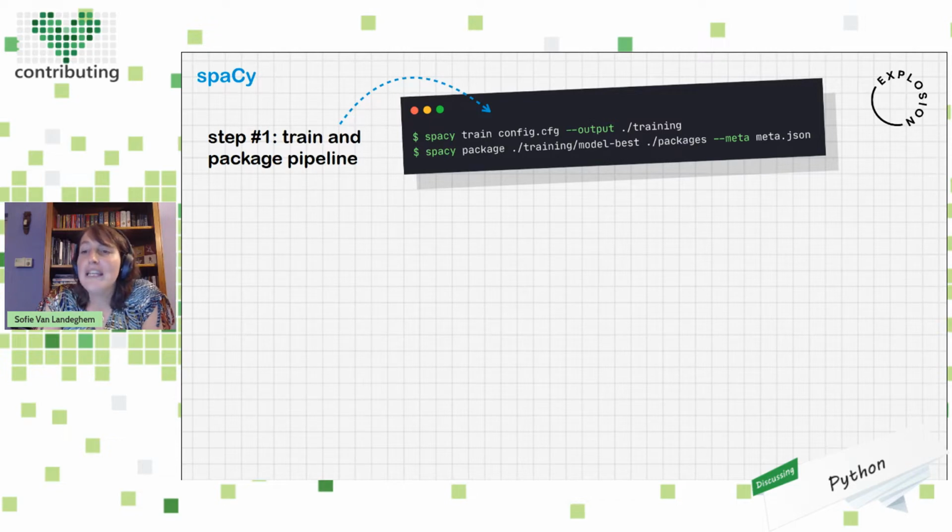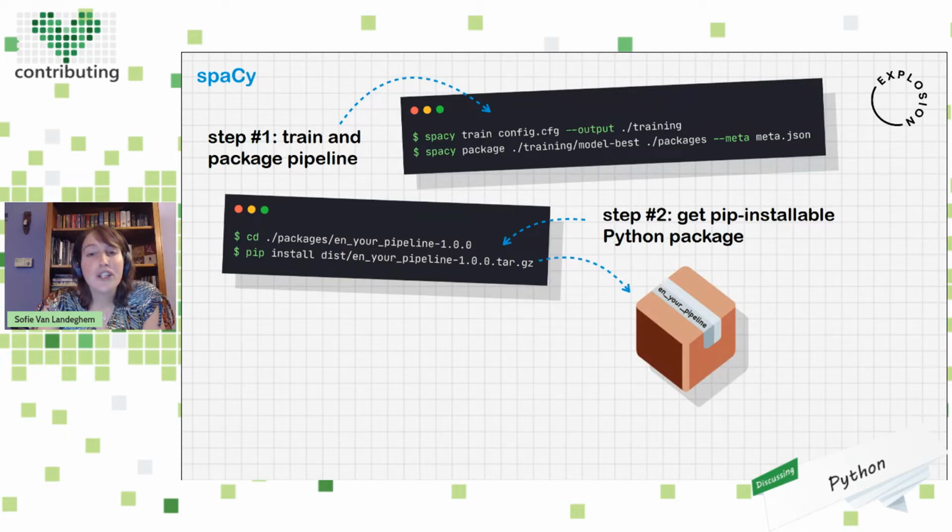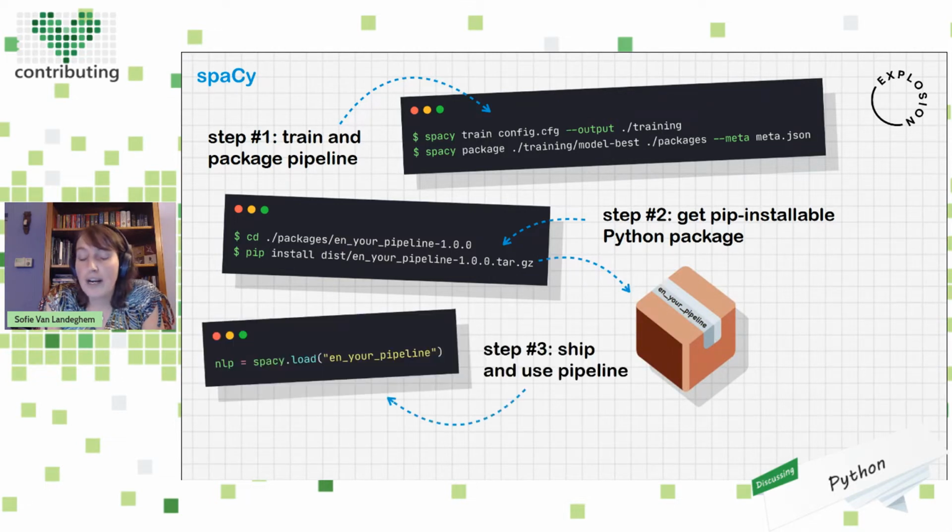So in this first step, you have your final configuration file, you'll train it, and then you can package it with a spaCy package command that will just take the best model and turn it into a pip installable Python package. And this is extremely convenient because now you can just share that Python package with your colleagues or however you like, and people will be able to load that custom package just like they would load one of the out-of-the-box pipelines that I talked about earlier. So the way of using this package is exactly the same as one of the pre-trained ones.